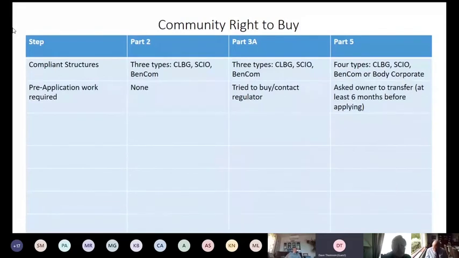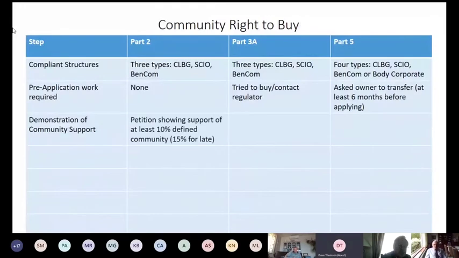After the 6 months, you're more than welcome to put in an application or continue negotiations or whichever. So that is the pre-application work required for parts 3 and 5. Now, as part of that, we want to make sure that it's the community behind this idea and not a small group of individuals or a large group of individuals for that matter. But at the end of the day, it's about community right to buy. So we want to know that the community are also in support of the ideas.